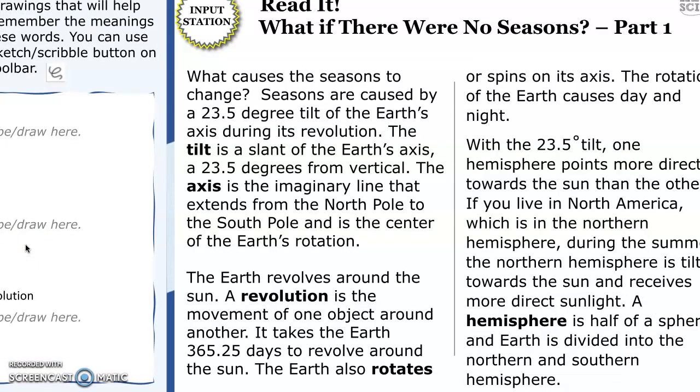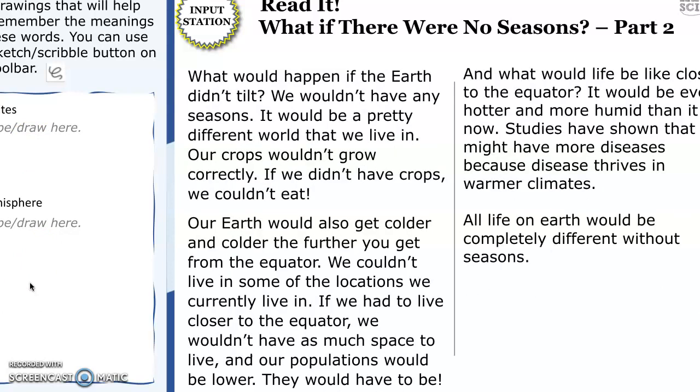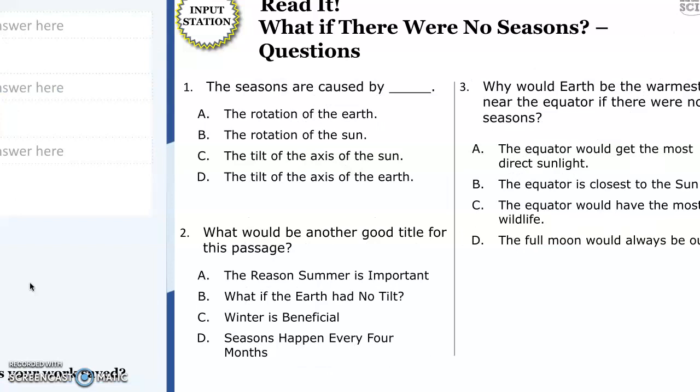Here's the Read It. So you read through, and then over on the side you write definitions, or you can draw a picture that represents those terms. And there's a second page to that as well. Then there's some questions that you need to answer. They're multiple choice. These are based on the reading.